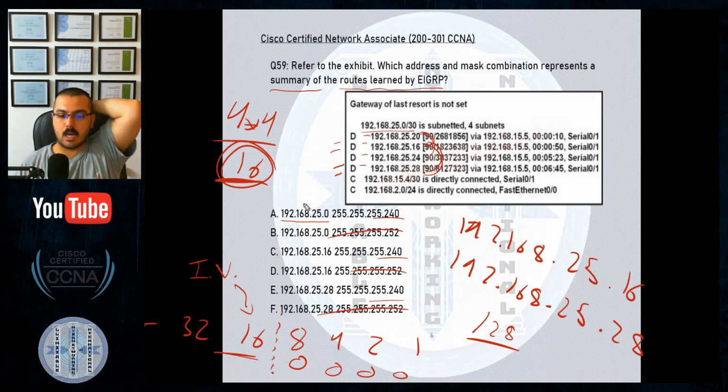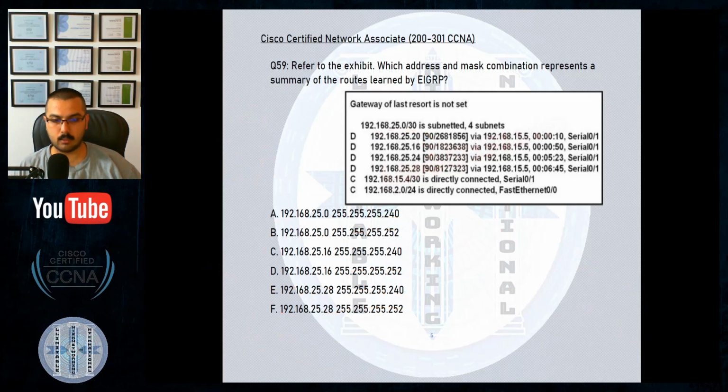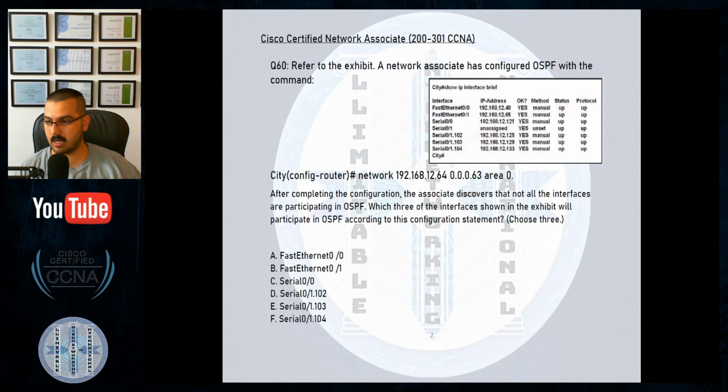Okay. .25.16 starts from 16 and ends 16 numbers after that, so that would be 31. Yep. Thank you. And .28 starts from 28. So 16, 24, 20 will be useless here. So that will definitely be C, the address that we need. And otherwise, we need a pen and a paper and a ton of handwork to represent the same address.